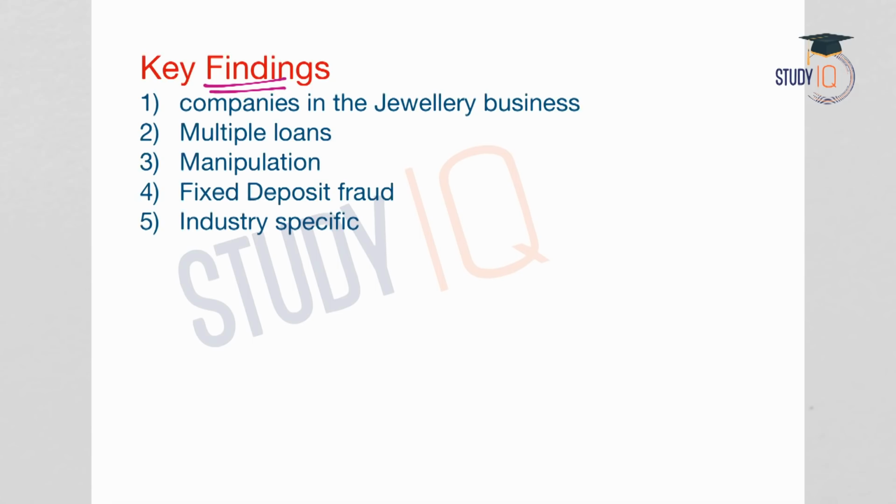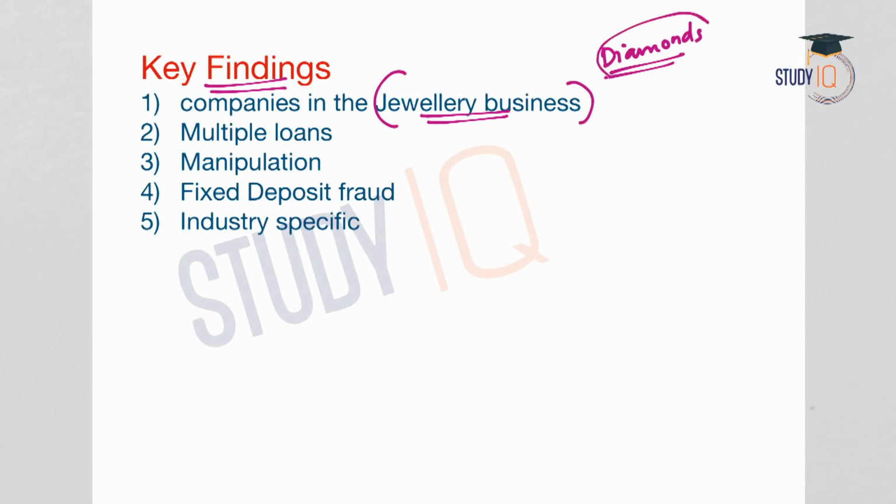The first one is regarding companies doing jewellery business. In order to avail higher amounts of loans, the companies in the jewellery business inflated the value of imported diamonds. That means the diamonds which they imported, they showed the price as increased. So they inflated the price of the jewellery, and they took credit on the pretext that the export bills were unpaid.